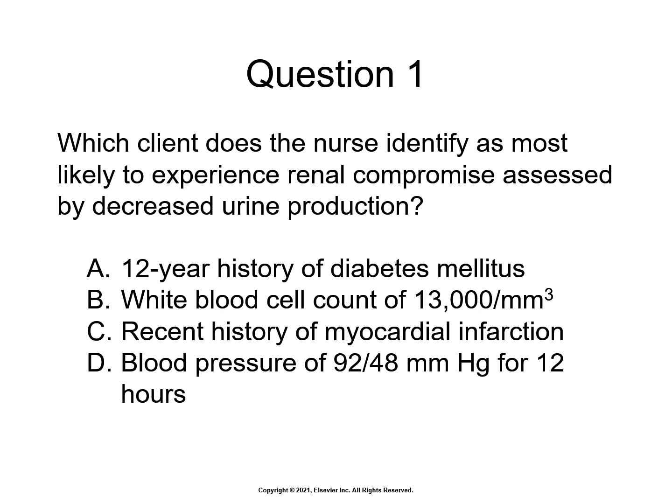Question 1. Which client does the nurse identify as the most likely to experience renal compromise assessed by decreased urine production? A 12-year history of diabetes, a white blood cell count of 13,000, recent history of an MI, a blood pressure of 92/48 millimeters of mercury for 12 hours.